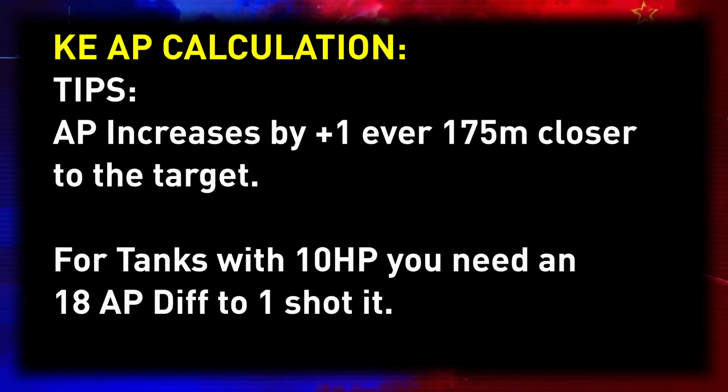A few additional pieces are relevant to kinetic energy rounds. One of those is that your AP value increases the closer you get to your target, with a gain of 1 armor penetration value per 175 meters. The AP value you see on the stat card is the AP value at maximum range, aka your minimum value of armor penetration, because the closer you get, the higher it gets. The other thing to note is that against most tanks that have 10 HP, you need an 18 armor penetration difference to one-shot that unit.